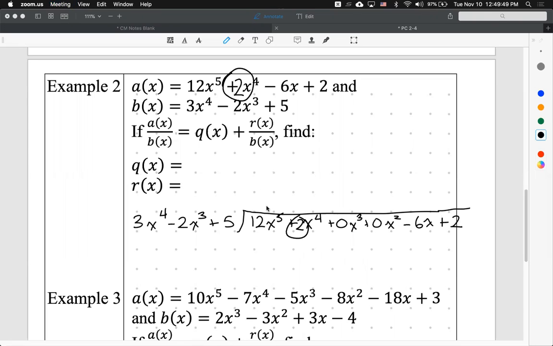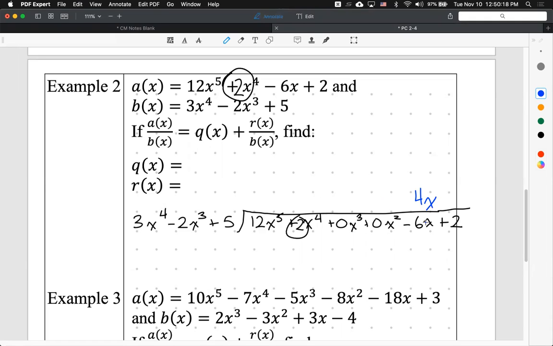So first, what do I need to multiply 3x to the power 4 by in order to get to 12x to the power 5? Sam? 4x. And I can put that 4x anywhere that I want, but the thing that makes the most sense is to put the 4x above the other x. If I had a 4x squared, I would have written it right here, but I want to write it above the right spot. Okay, so I have 4x.